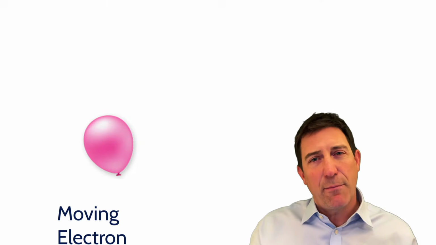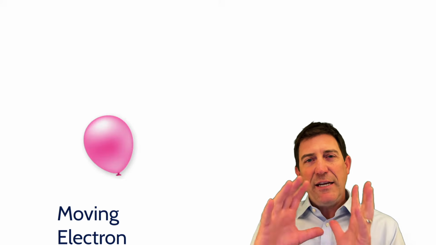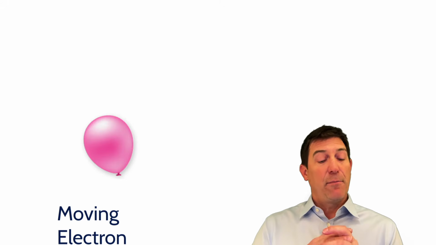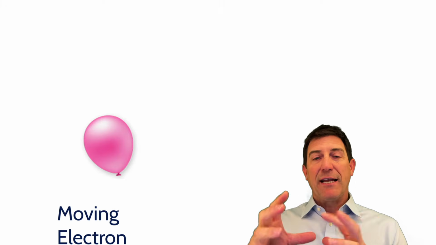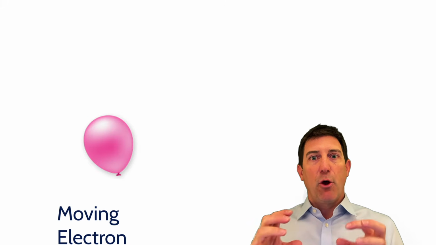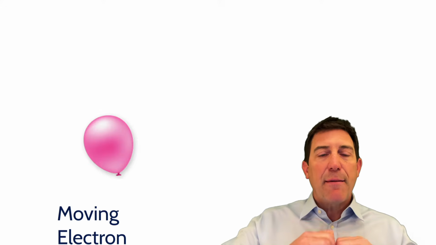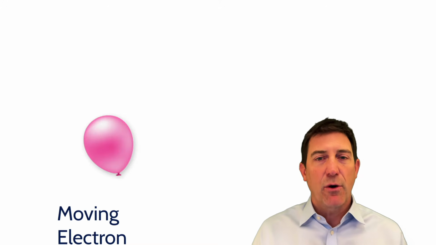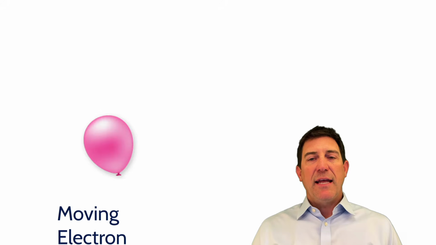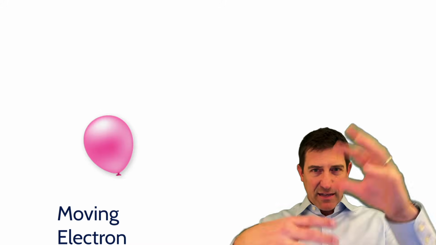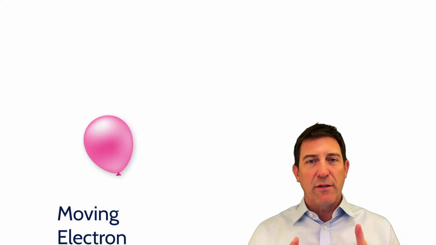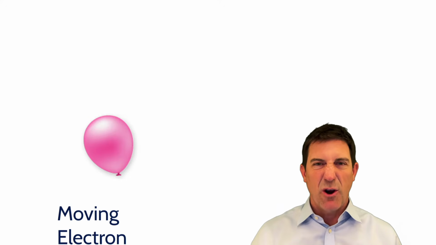But let me try to help you make sense of this. Now, I need you to pretend with me here for a moment, okay? We're going to pretend an electron is a balloon. We're going to blow up a balloon. And then we're going to let that balloon free in the room that you are currently in right now. And then we're going to need to set up some fans so that the balloon floats around in the room. It's moving because electrons are always moving.